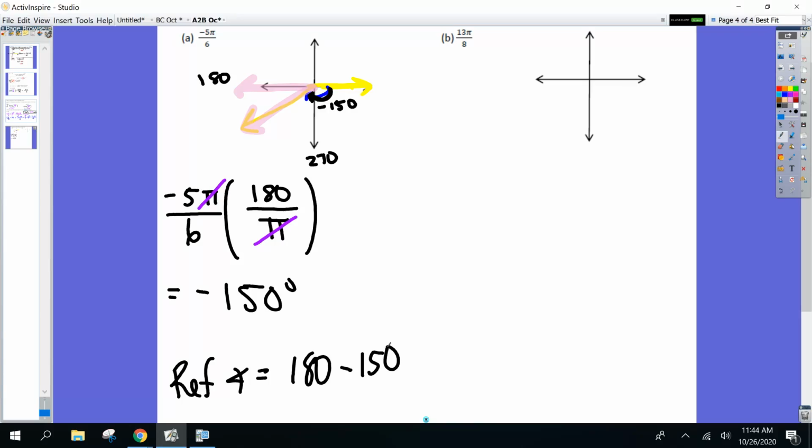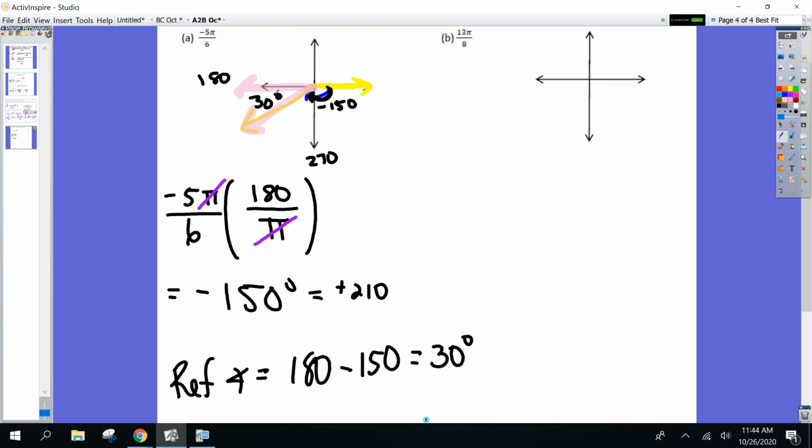Anybody find what it is in the other direction? 210? 210, yes, in the positive direction. You could also do 210 minus 180 if you wanted to do it that way. So this ends up being 30 degrees, the reference angle.